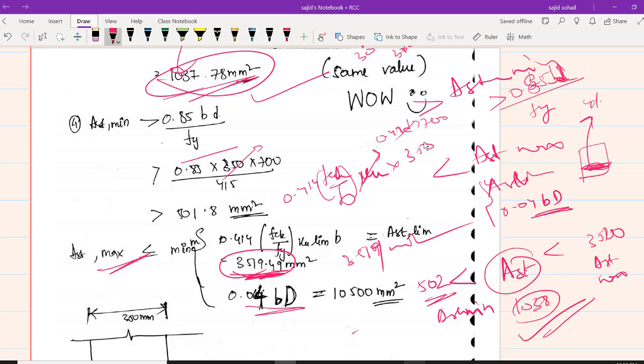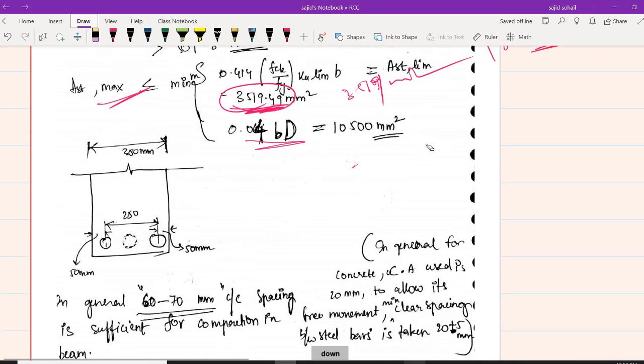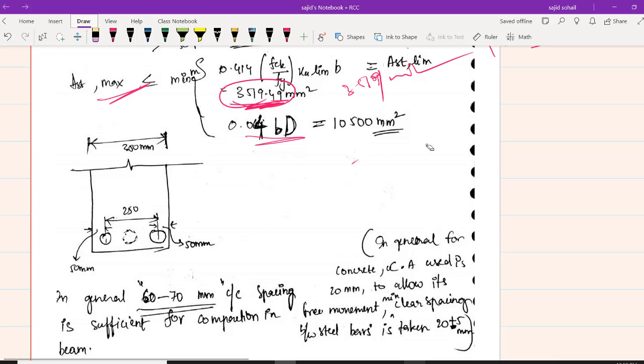Now if you are getting any other values, then your answer is something wrong, right? Something wrong. Did you understand the condition? I hope it is very clear for you. Now let us draw this section.